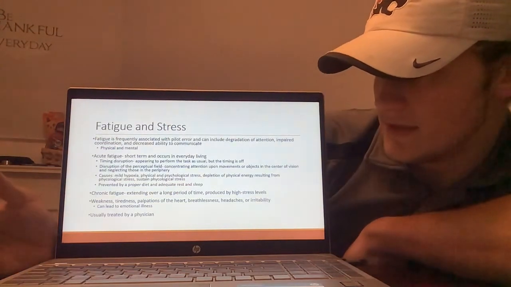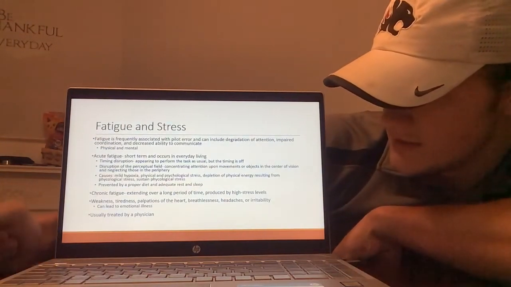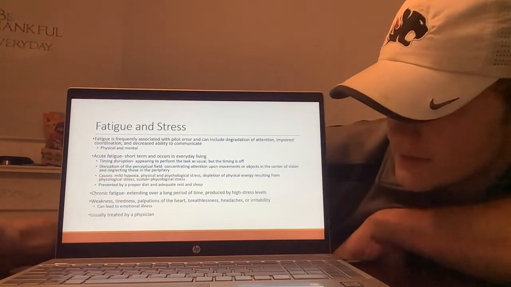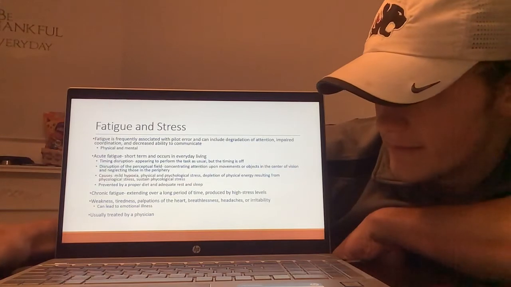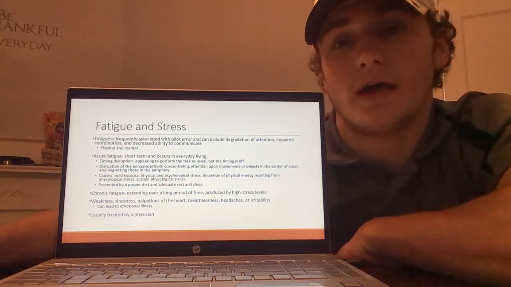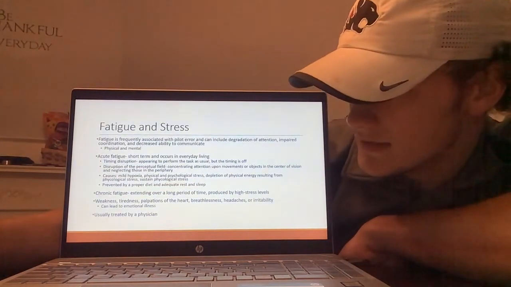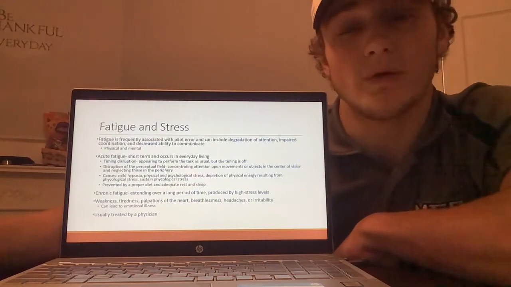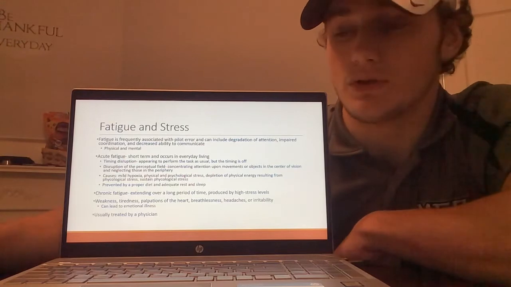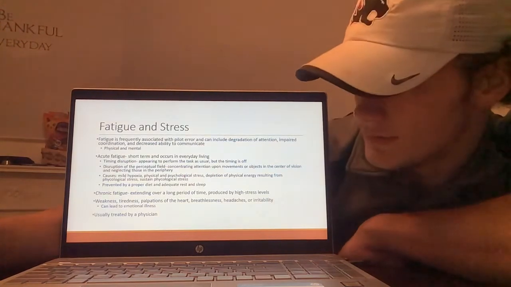The causes can be mild hypoxia, physical and psychological stress, depletion of physical energy resulting from psychological stress, and sustained psychological stress, and it'll happen day to day. How to fix this is to have a good diet, get good rest, and come back the next day. Move on. These things help with fatigue for sure.